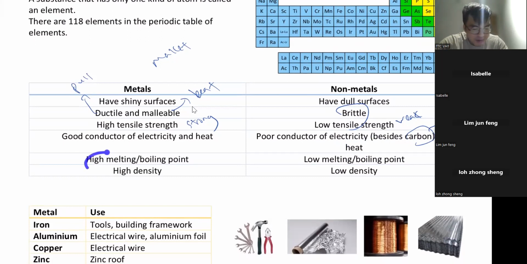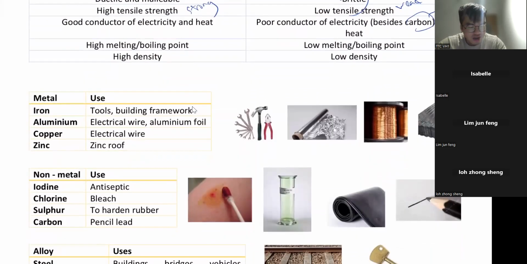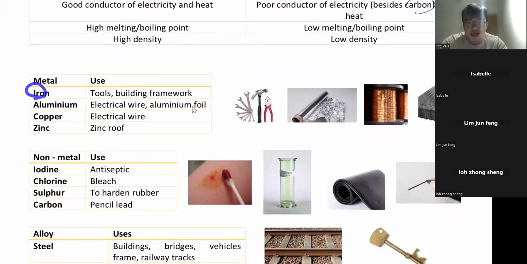Next, high melting point and boiling point, low melting point and boiling point, high density, low density. This one easy. Okay, so metals. What are some famous metals? Iron. Iron is the most common metal we use, because it's everywhere. We use it for tools and to build frameworks: your railway tracks, your bridges, any structure. You use iron because iron is very cheap and very strong. Diamond cannot. Diamond is the compressed form of carbon. It cannot conduct electricity.